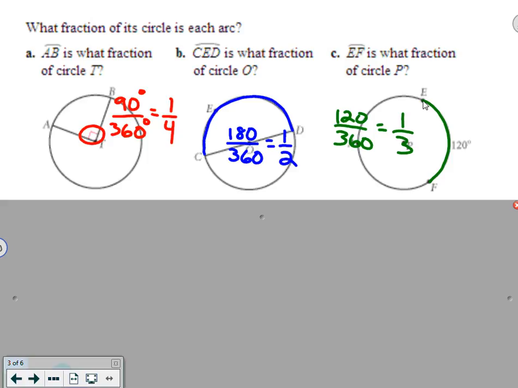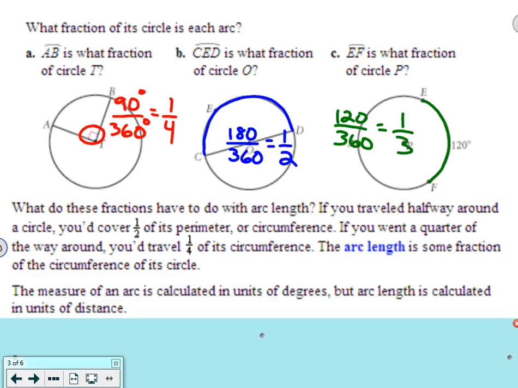So in part A, it's 1/4 of the whole circle. Part B, it's 1/2 of the whole circle. And in part C, it's 1/3 of the whole circle. What do these fractions have to do with arc length? If you traveled halfway around a circle, you'd cover half of its perimeter or circumference. If you went 1/4 of the way around, you'd travel 1/4 of its circumference. The arc length is some fraction of the circumference of its circle. That's the definition right there of arc length. The arc length is some fraction of the circumference of its circle.